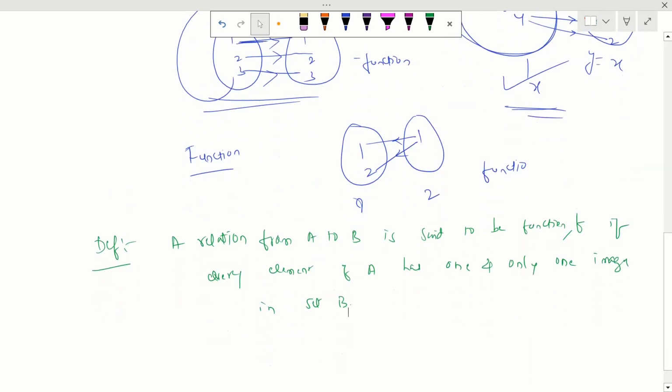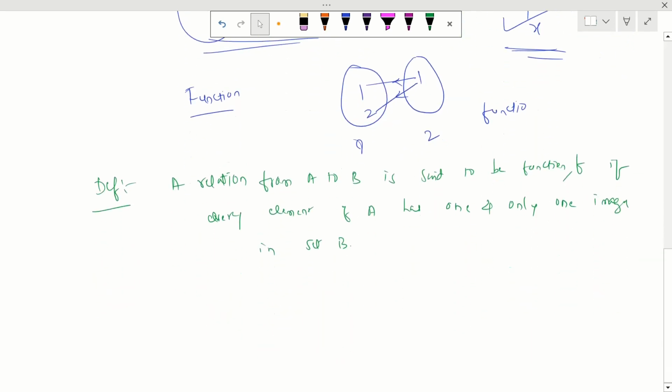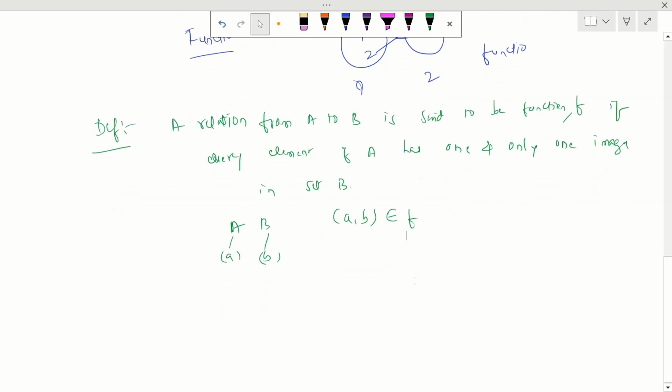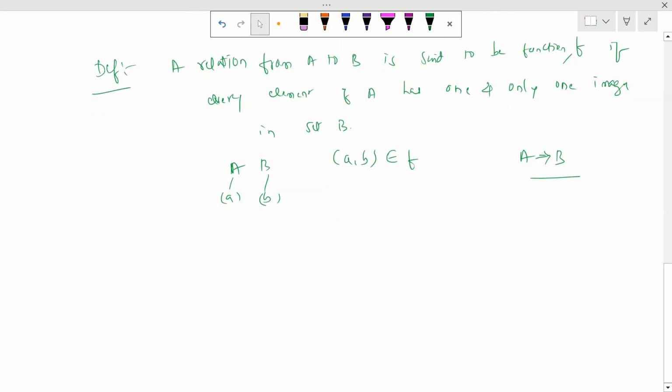How can we write this mathematically? A and B are two sets, and an element of A is a and an element of B is b. We write (a, b), so a and b both belong to the function. Mathematically we can represent this as A to B, a function relation. Now we'll consider some examples.